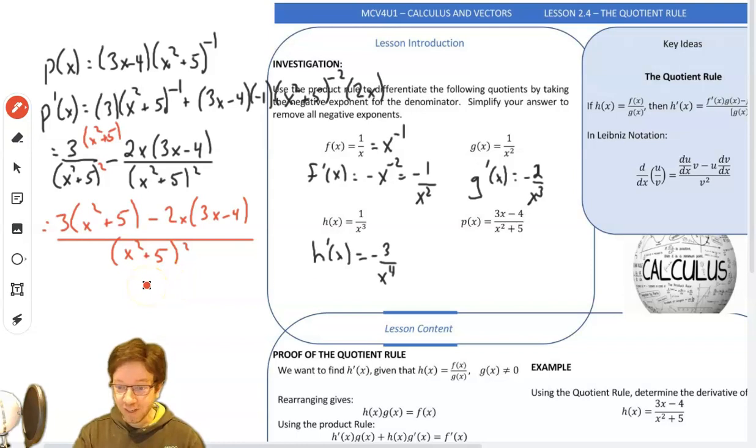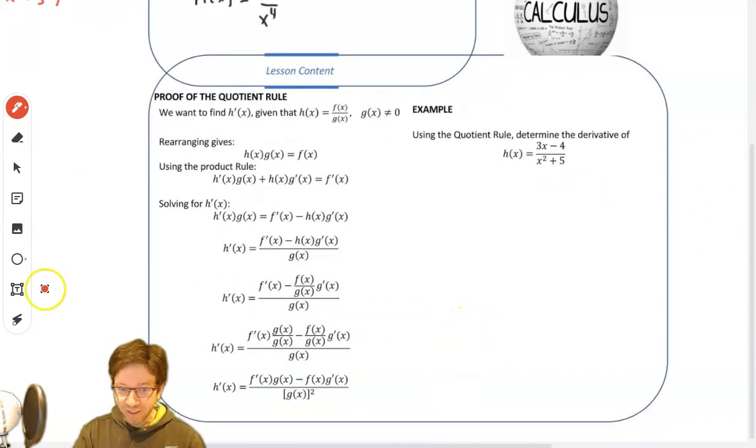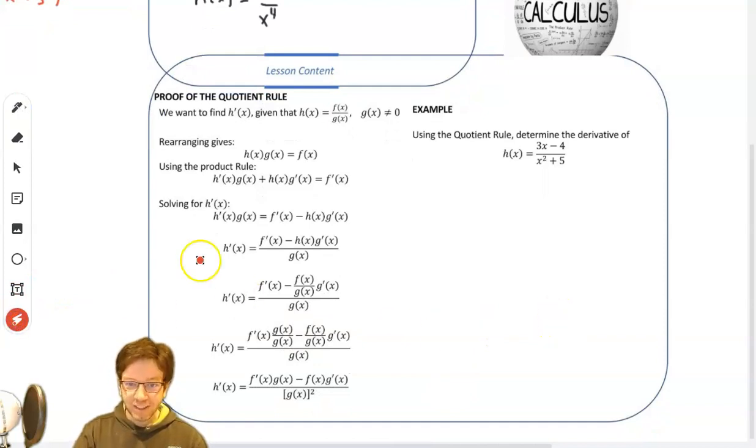So does this always work? Well, I have a bit of a proof down here we can go over. So let's say you have a function h of x, and it just equals f of x divided by g of x, as long as g of x isn't 0. Well, what I can do is rearrange this, multiply both sides by the function g of x, and I get this. Now I can apply the product rule and figure out what f prime of x is. So this is just using the product rule.